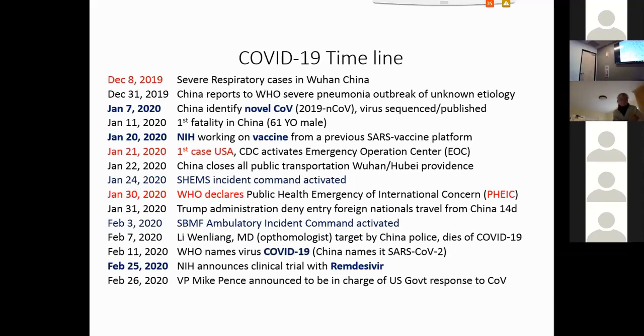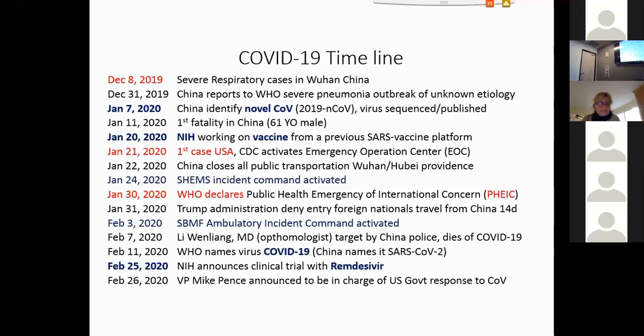And then the 24th, Sutter Health activated their emergency incident command. On the 30th, the World Health Organization declared a public health emergency of international concern for the new virus. On the 31st was when our first restrictions on foreign nationals traveling from China in the last 14 days went into effect.